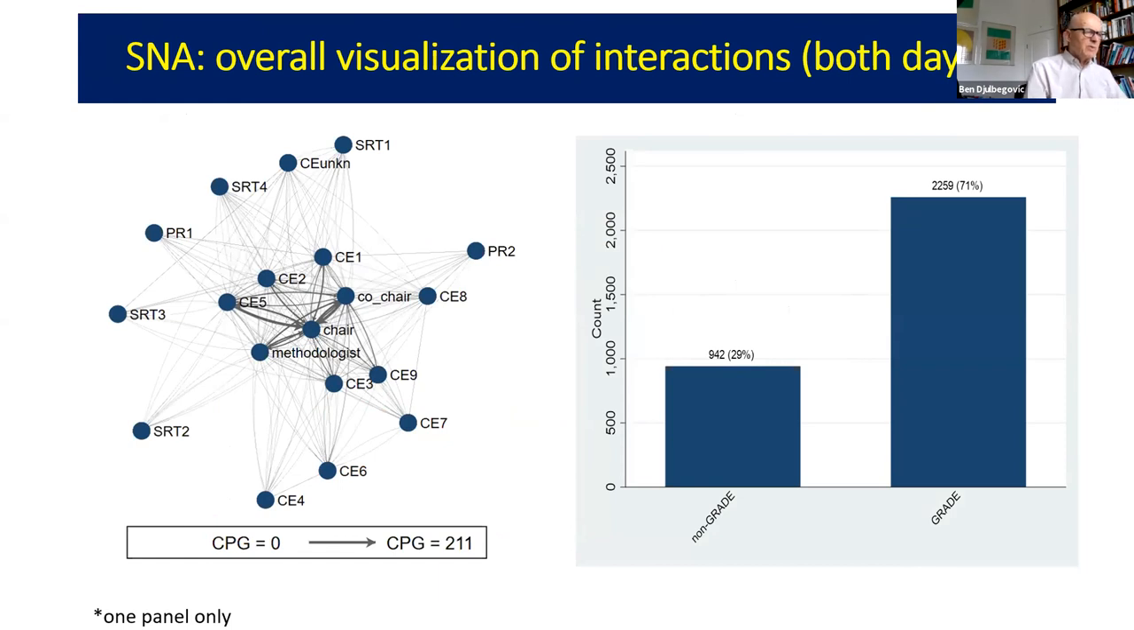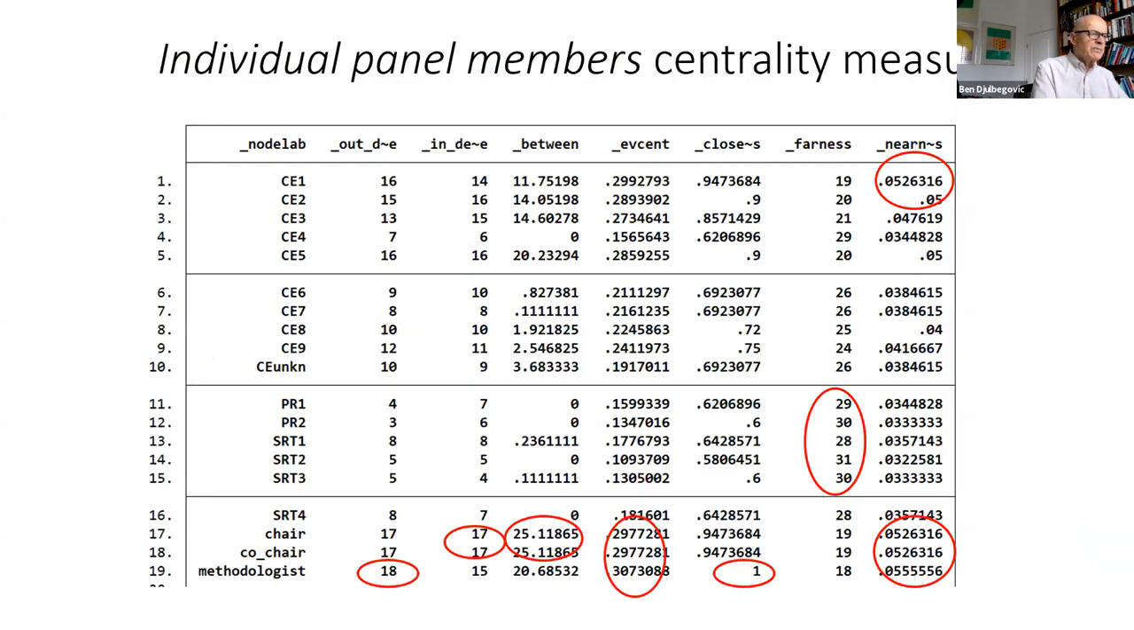Visually, and this comes from one panel so far, as you can see here, the center of discussion is the chair, co-chair, and methodologist in this particular panel. Then in the periphery, you see the patient representative, some systematic review team members, and different content experts situated in a different flow of interaction. Overall, about 30% of discussion was devoted to non-grade and 70% to grade factors. The goal of this table is just to quickly illustrate a number of those quantitative so-called centrality measures in social network analysis.